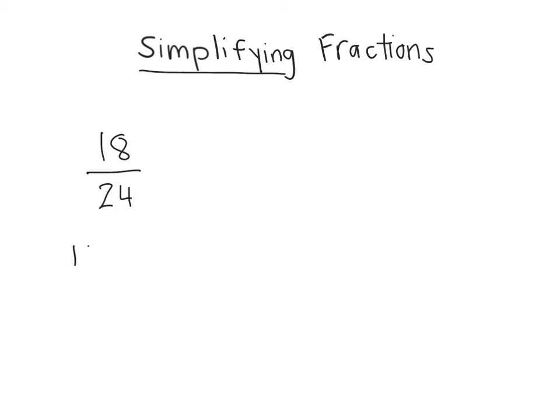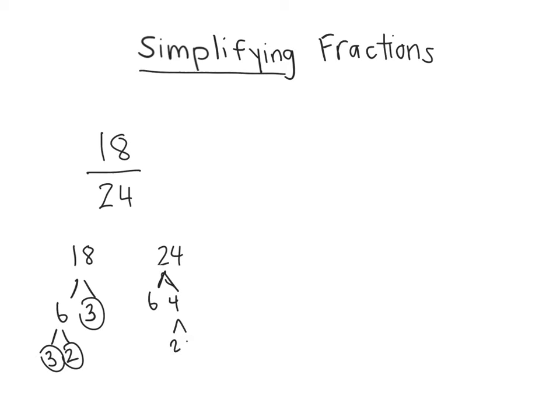So make a factor tree for 18, which is 6 and 3, and then 3 and 2, and then 24. Which is 6 and 4, 2 and 2, and 3 and 2.